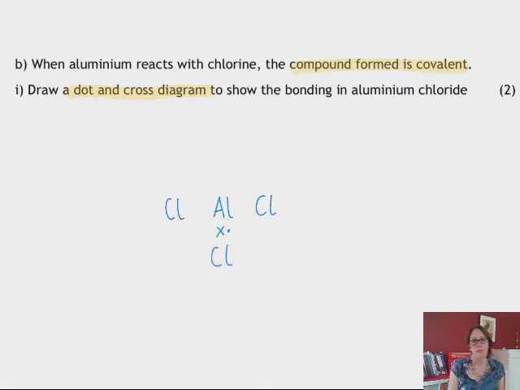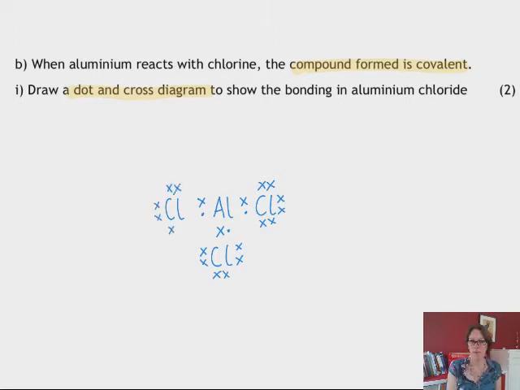So I'm going to draw the bonds first because every chlorine is going to need to share one with aluminium. Then I'm going to check for any extra electrons that need to be added. So chlorine is in group 7. If it's used 1 in bonding, it obviously needs 6 more electrons on each of the chlorine atoms.